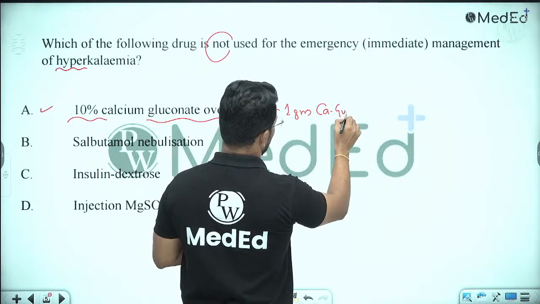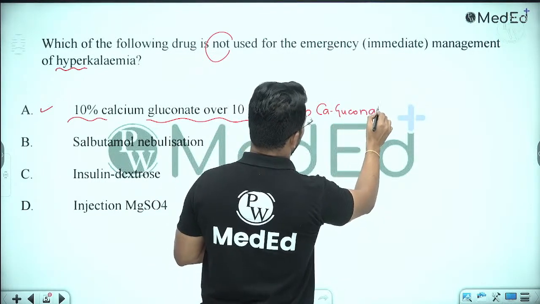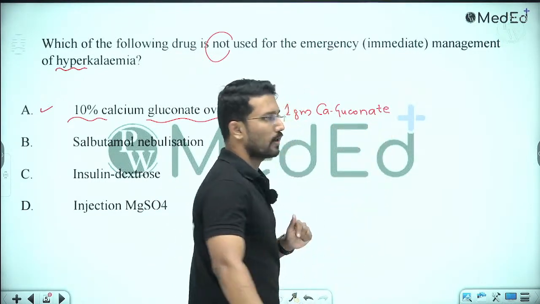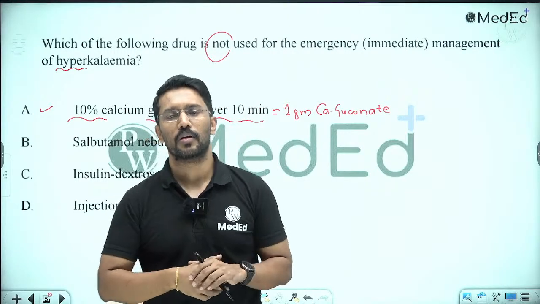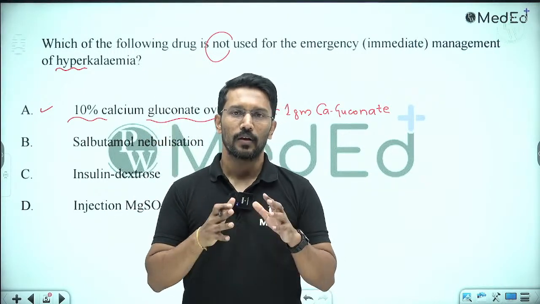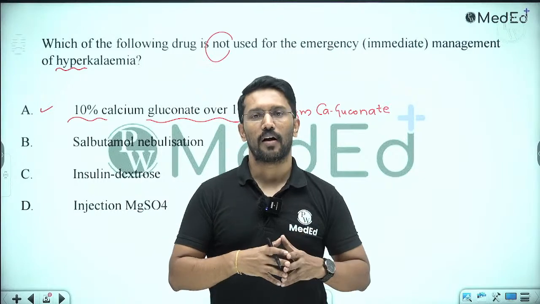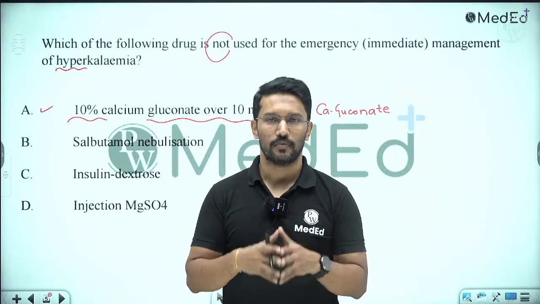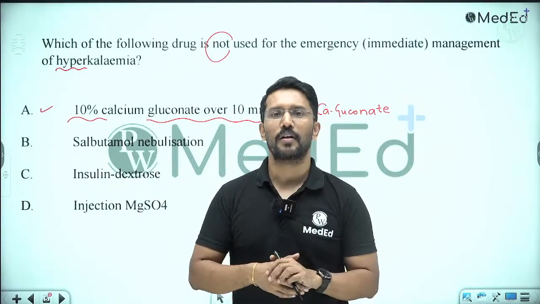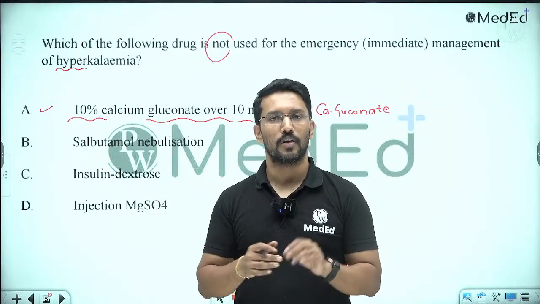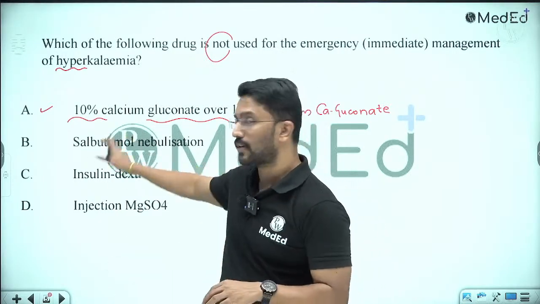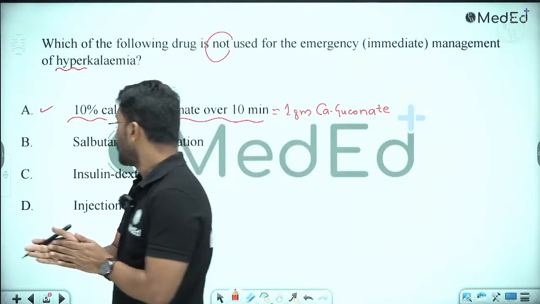Calcium gluconate. Now, why do we use calcium gluconate in hyperkalemia? We use calcium gluconate in hyperkalemia primarily with the intent of reducing the impact of high potassium on the myocardium, right? We want to reduce the risk of arrhythmias which can be triggered by hyperkalemia by giving calcium gluconate. Do we do that? Yes, we use it as an acute management.